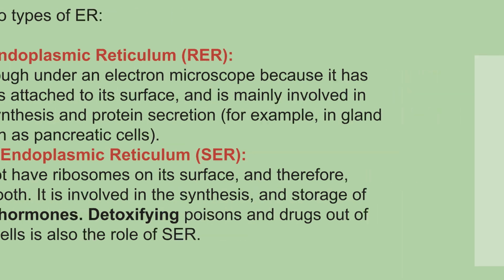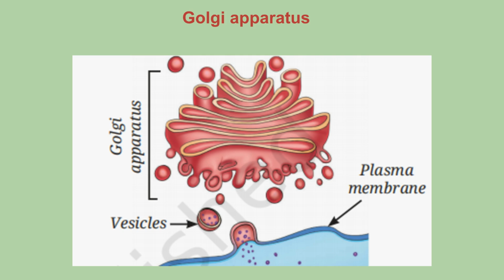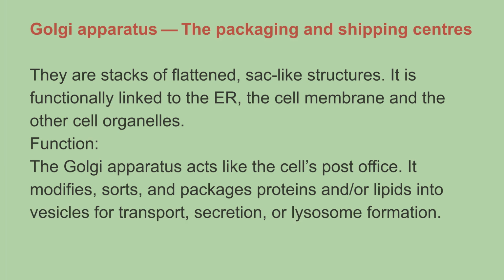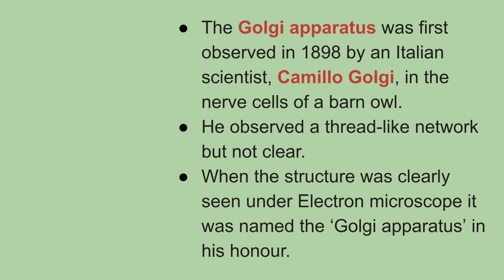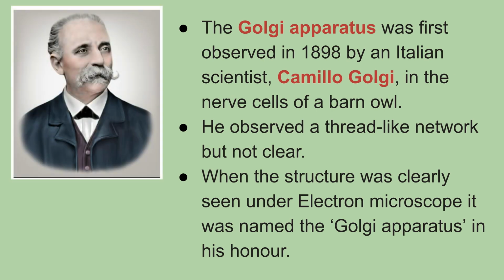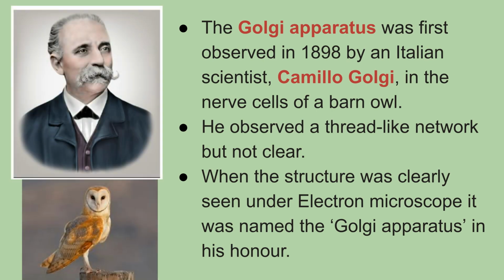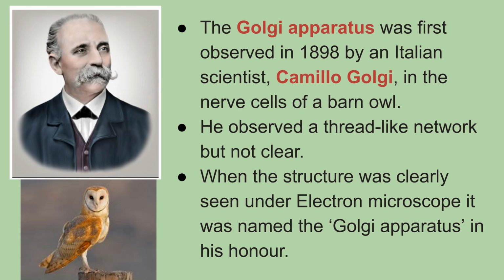as detoxifying cells. The Golgi apparatus is another crucial organelle, often referred to as the packaging and shipping center of the cell. The Golgi apparatus consists of stacks of flattened sacs and is functionally linked to the ER and other organelles. Its role is to modify, sort, and package proteins and lipids into vesicles for transport, secretion, or lysosome formation. The Golgi apparatus was first observed in 1898 by Italian scientist Camillo Golgi in the nerve cells of a barn owl, and later named in his honor when seen clearly under an electron microscope.